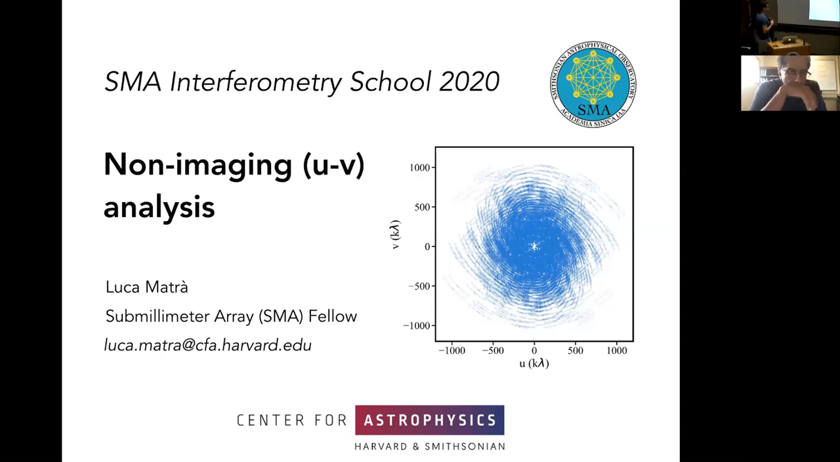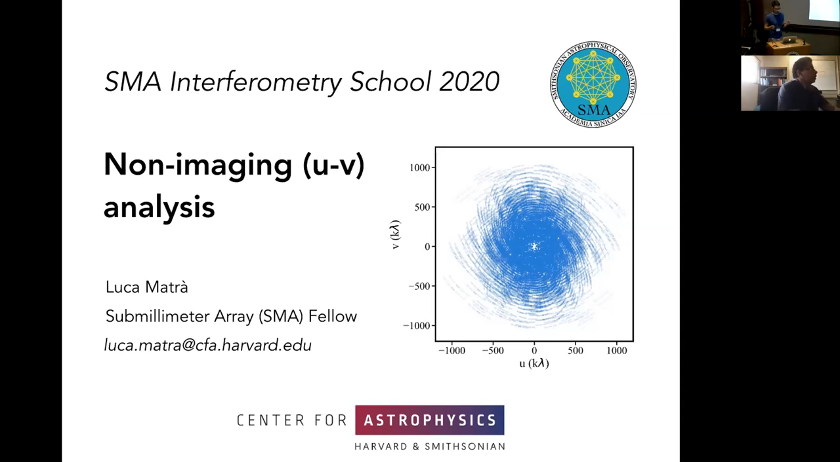So basically, in the past two lectures, you've ended up with a calibrated data set that you calibrated in Miriad. And before you even go into imaging, you can basically deduce what your emission may look like just from looking at the visibility function. And I'm going to guide you through some of that.